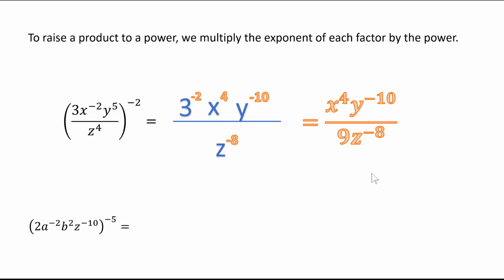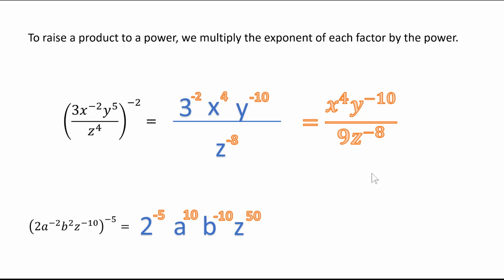All right, so this next one, you've got 2a to the negative 2b squared, z to the negative 10th, and it's all raised to the negative 5th power. So you're going to raise everything in there to the negative 5th power, which means you're going to multiply all the exponents by negative 5. Now, 2 is not an exponent, it's a base, so we're raising it to the negative 5 power. So we're going to have 2 to the negative 5th, then a to the negative 2 times negative 5, which is a to the 10th. And then we're going to have b to the 2 times negative 5, which will be b to the negative 10. And then z to the negative 10 times negative 5, which is z to the 50th. We're going to multiply the exponents when we raise a power to another power.